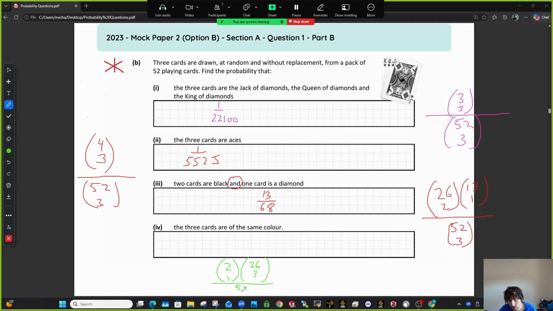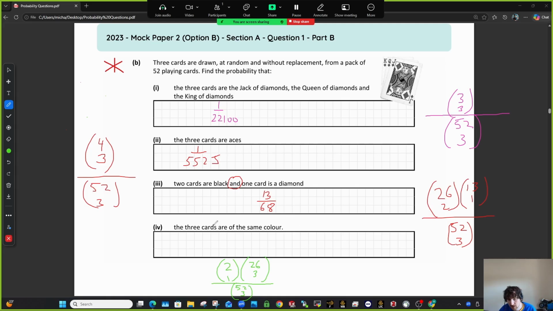52 choose three on the bottom for the number of ways of doing it. So two choose one is pick one of the colors, and now that you've picked a color, pick three cards from the number of cards in that color. There's 26 in each, so that will give the same answer as this.